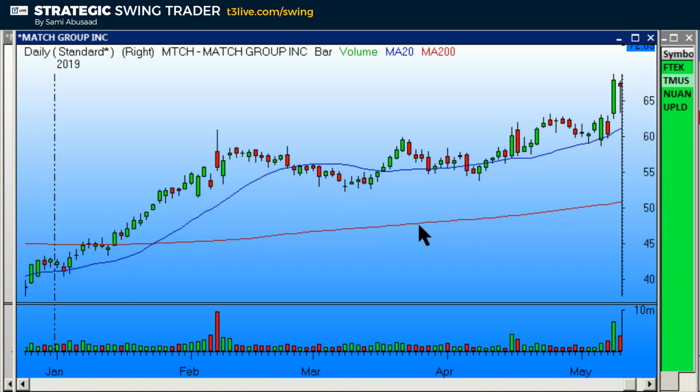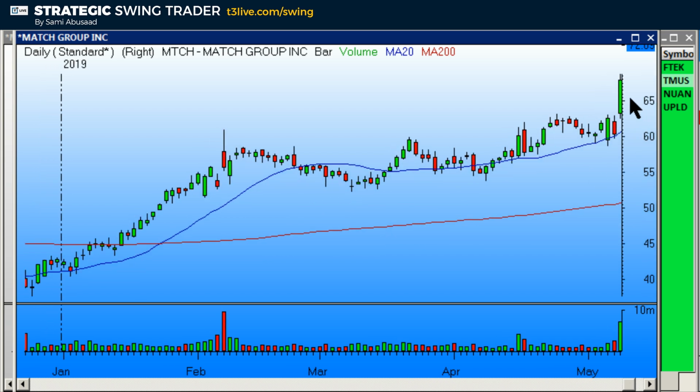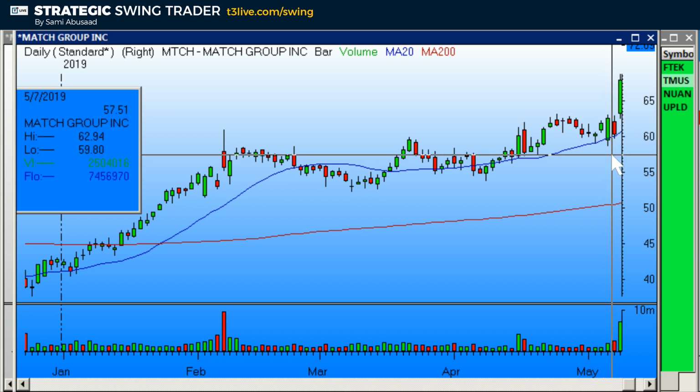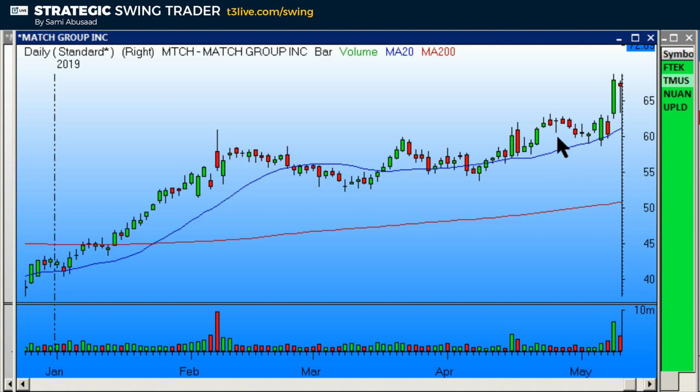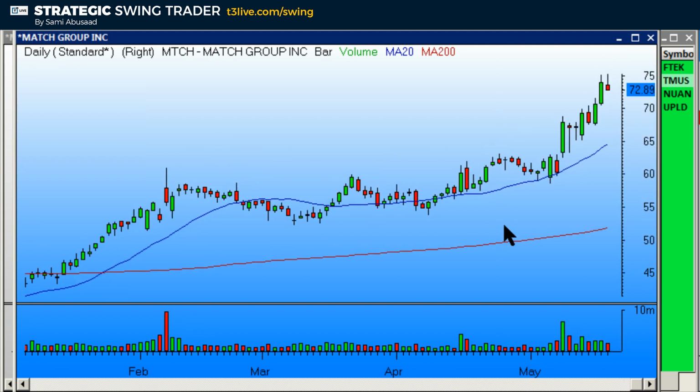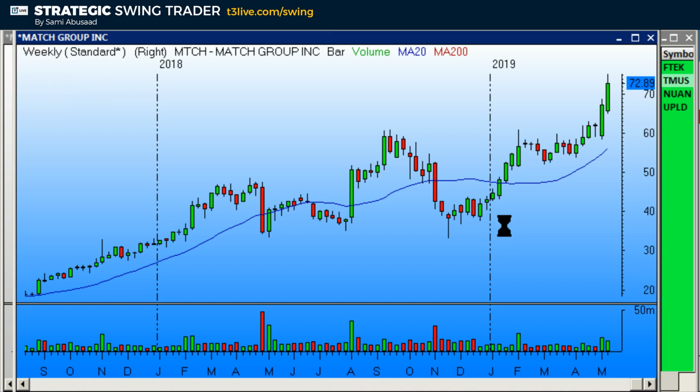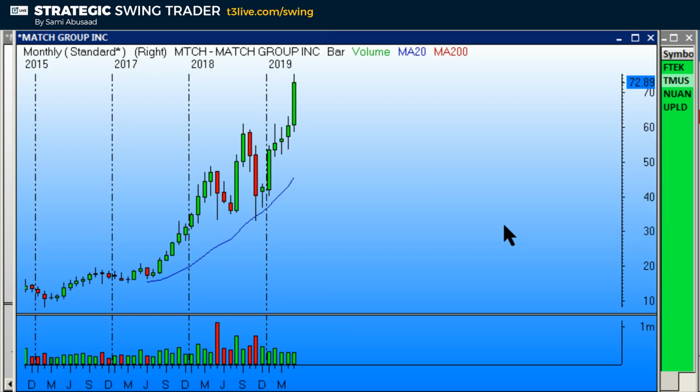It broke out on the daily. This was also an earnings play that I was in from $60 or so, somewhere here, and it gapped up the next day. But I have it now as a long-term play because it broke out on the daily, broke out on the weekly, broke out on the monthly, you name it.